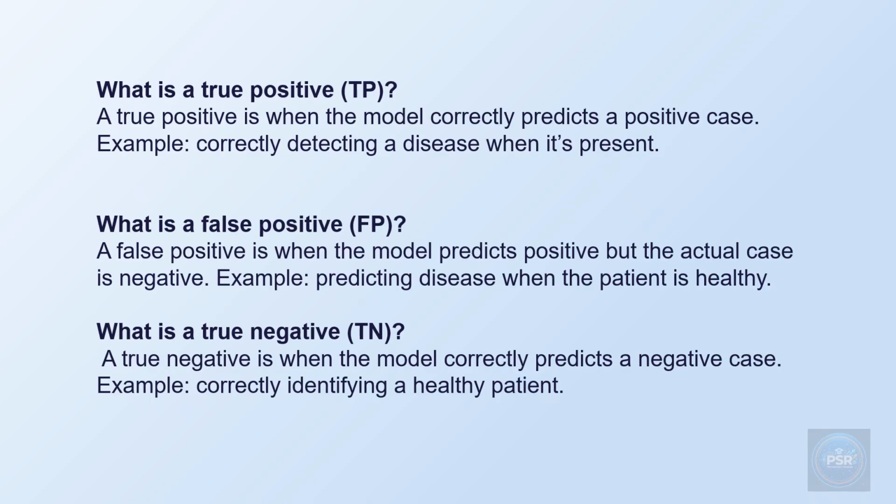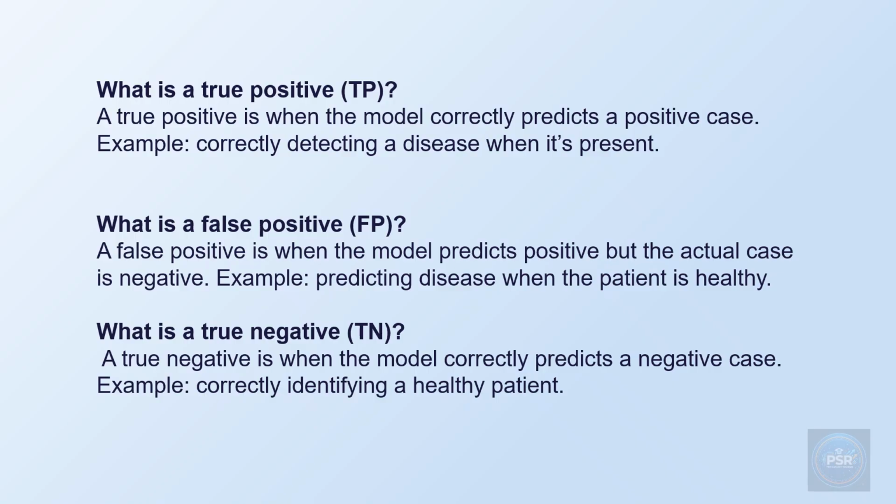What is a true positive, TP? A true positive is when the model correctly predicts a positive case. Example, correctly detecting a disease when it's present. What is a false positive, FP? A false positive is when the model predicts positive, but the actual case is negative. Example, predicting disease when the patient is healthy.